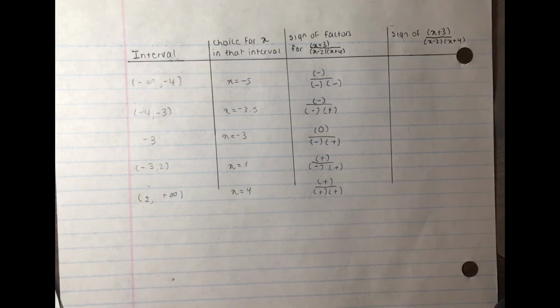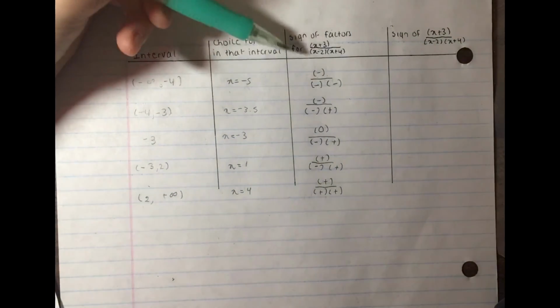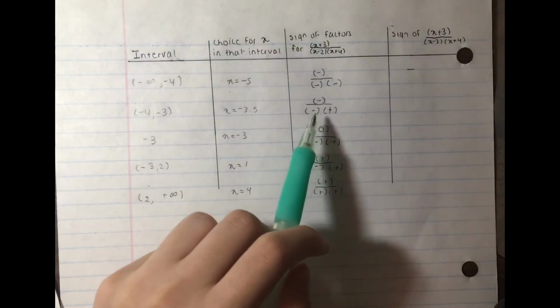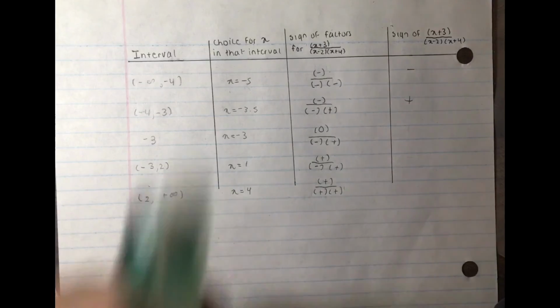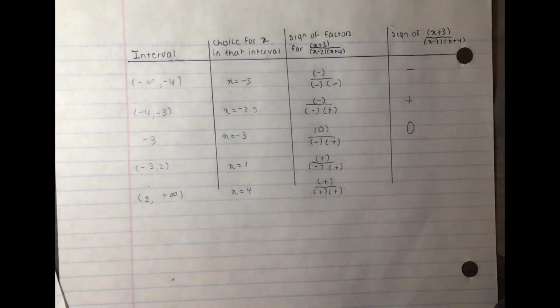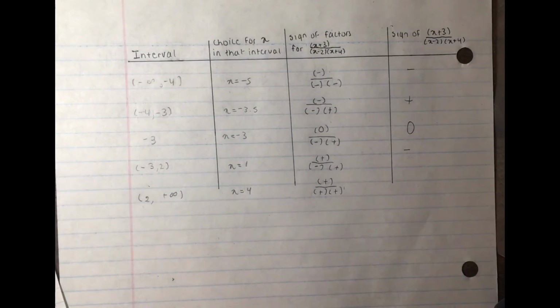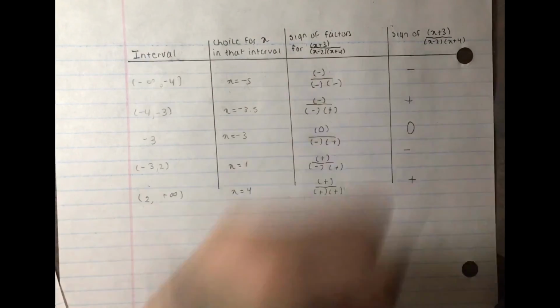And for this one, since it's a negative divided by a negative times a negative, it's negative. Negative divided by a negative times a positive is a positive. Then 0 divided by anything will be 0, so that's going to be 0. Then a positive divided by a negative times a positive is a negative. And a positive divided by a positive times a positive is positive.